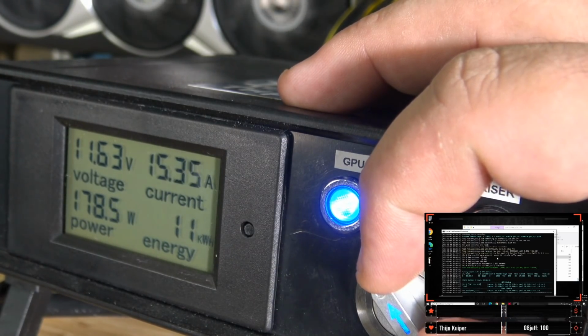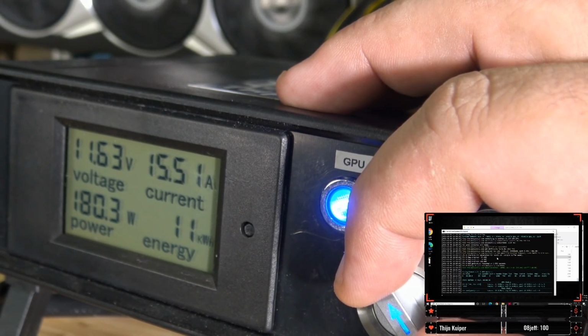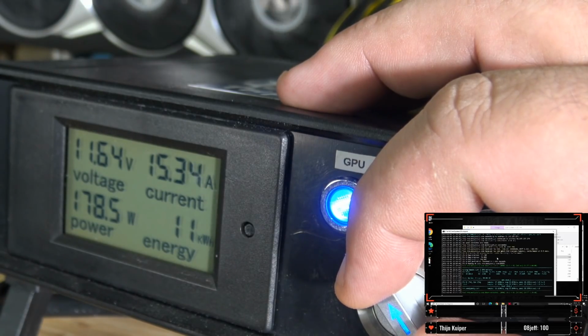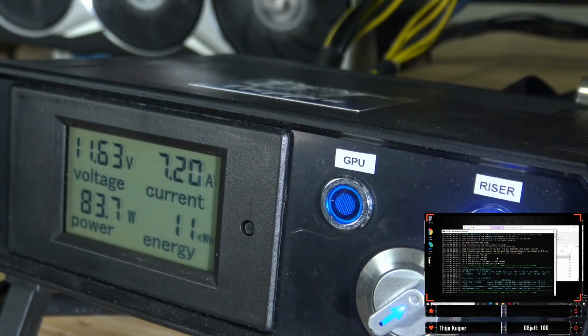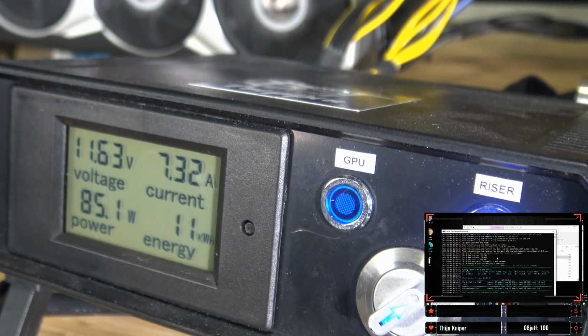Now, Ravencoin is going to pull full TDP on this card. So 178 on that, and we are at 85 watts. 85 watts coming off that riser, guys. That's a lot of power. Now, I'm going to tell you straight up, if you are letting this thing sit at 85 watts of power on that riser, you are absolutely, unequivocally going to burn up your 12-volt SATA rail.